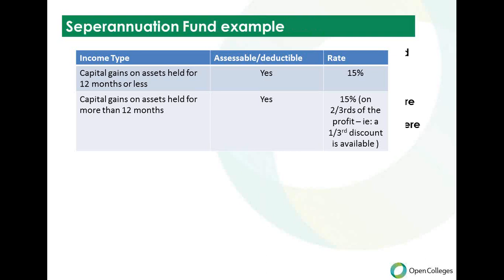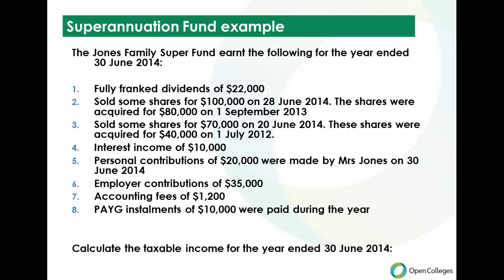So the last example for today relates to the Jones Family Super Fund earning a range of income elements. So we've got fully franked dividends of $22,000. We sold some shares for $100,000 that were acquired for $80,000 on the 1st of September 2013. And what that indicates is the period of sale is less than 12 months.